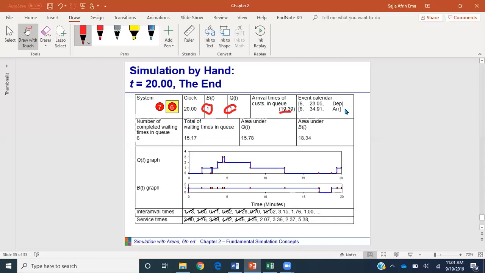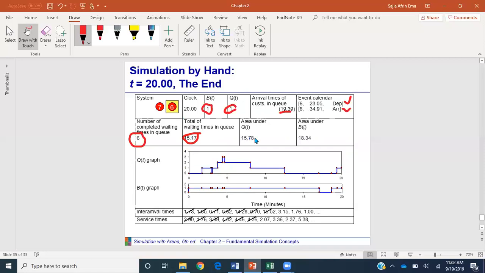19.39 minutes. What is the next thing that will happen in the system? Departure of part 6 and then arrival of part 8. But we are not bothered about that. The number of waiting time in queue is 6, right? Still, because part 7 didn't finish its queue time.